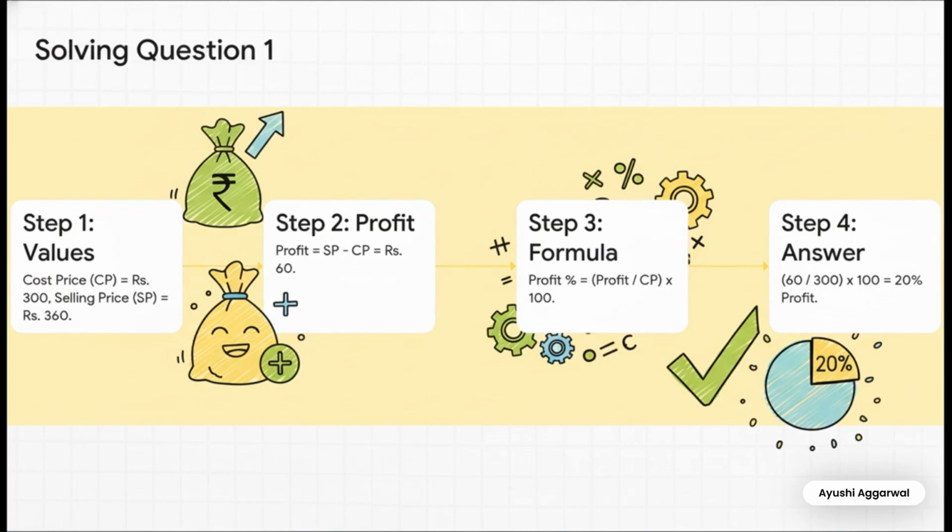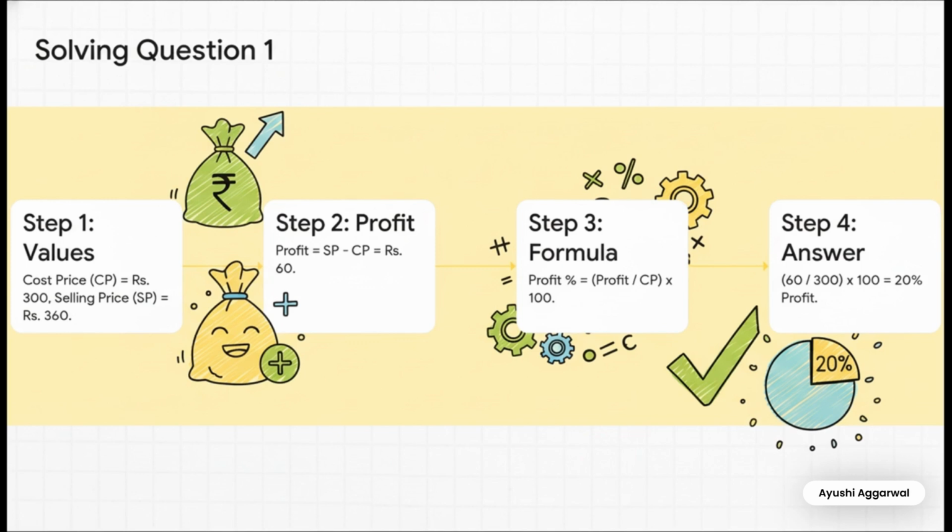Okay, here's question 1 from our source. The first step always is to write down what the question gives you. So step 1, we have a cost price of 300 rupees and a selling price of 360 rupees. Right away, you can see that the SP is bigger than the CP, which means we have a profit.